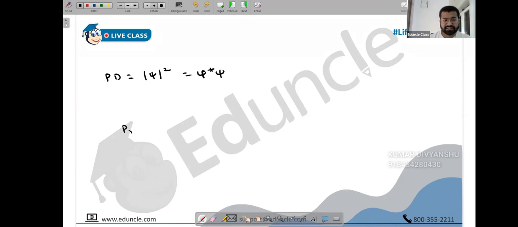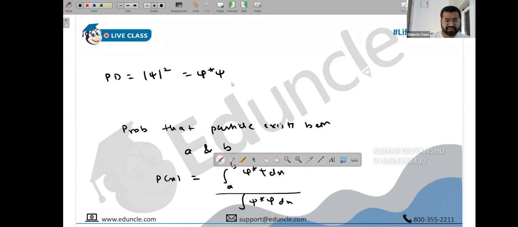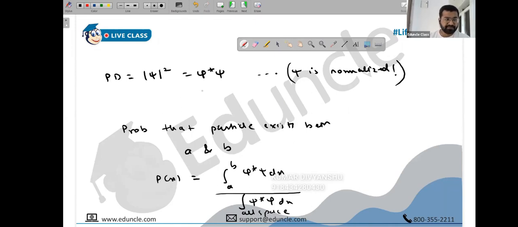It depends. For example, if I want to learn the probability that the particle exists between A and B, that would be the integral from A to B of psi star psi dx, and the whole thing upon psi star psi over all space. So this thing that we have learned is strictly for a normalized wave function. Yes, it must be normalized. Okay, I got it. Thank you.